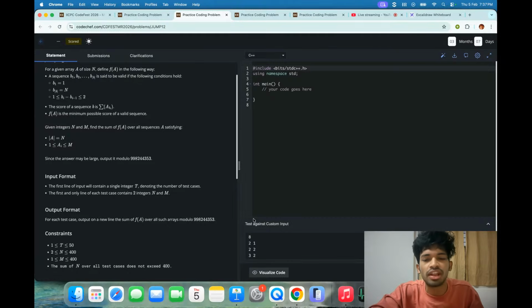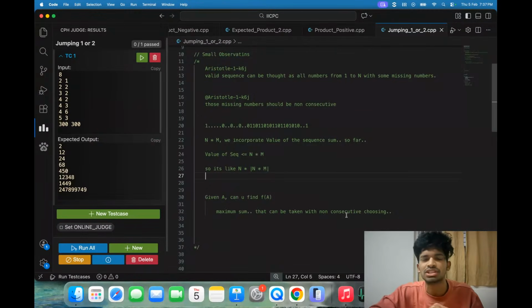I don't even think this is a nice problem. I don't even think this has something difficult or good. It's just brute forcing it, I think.